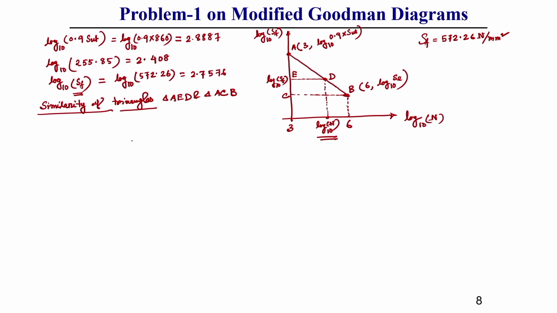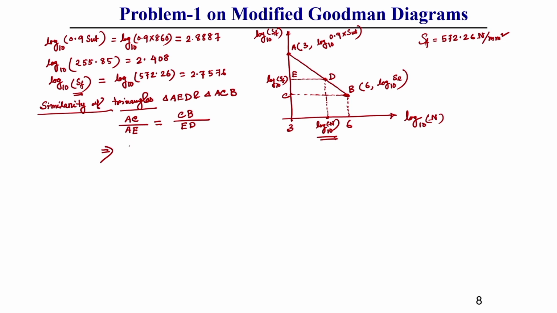So, from the similarity of two triangles, what can we write? AC divided by AE is equal to CB divided by ED. Okay. This you should keep in mind. So, what is AC? AC we have already found out.